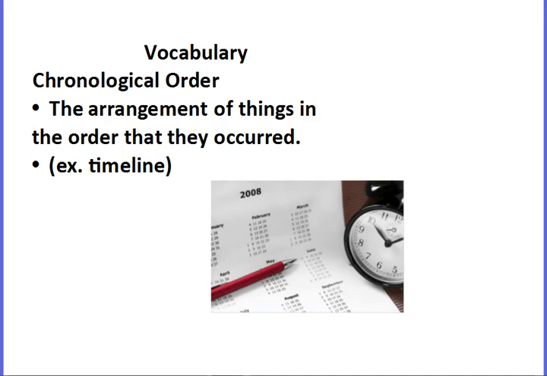So some of our vocabulary for the fossil record: we talk a lot about putting things in chronological order. Chronological order is just when you arrange things in the order that they occurred, like making a timeline. You're talking about what happened first, second, third, fourth, etc. So the fossil record helps scientists put the events, the organisms, and things that happened in Earth's history in order.